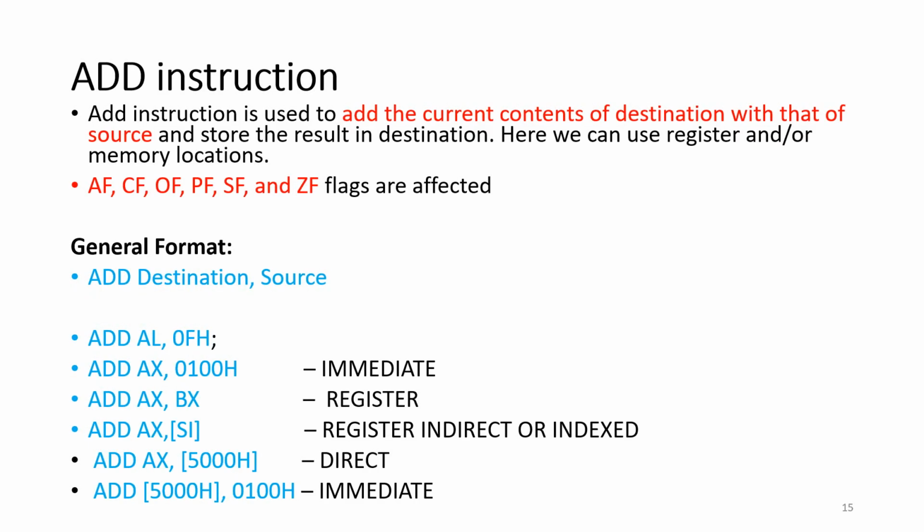Okay, for the AND operation, we have the example AND destination, comma, source. This is a general format, and AX comma BX, AX comma [SI]. These are all a few examples under different addressing modes. Okay, immediate addressing mode, register addressing mode, register indirect addressing mode, direct addressing mode, and immediate addressing mode.